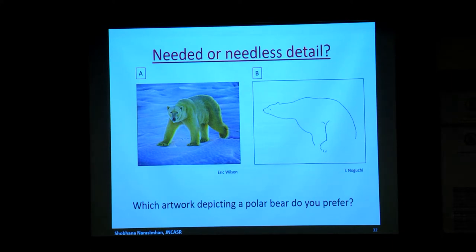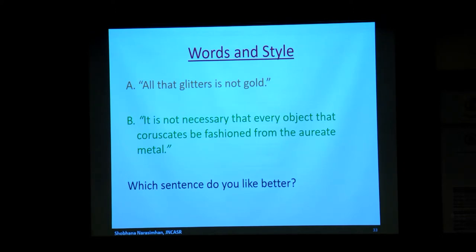Now let's come to language. I'll show you two sentences. One says, all that glitters is not gold. And one says, it is not necessary that every object that coruscates be fashioned from the aureate metal. Who likes A better? Who likes B better?